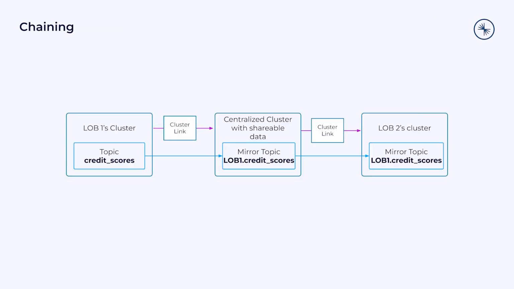While we covered the replication patterns in an earlier module, I wanted to show some advanced replication patterns and how cluster linking handles each. The first one is chaining. Chaining is when you have a mirror topic acting as a source. This allows you to chain multiple cluster links and mirror topics together. In an example on the screen, we see that we have a topic, credit scores, that is being mirrored to a centralized cluster, which in turn has a cluster link to an additional cluster.